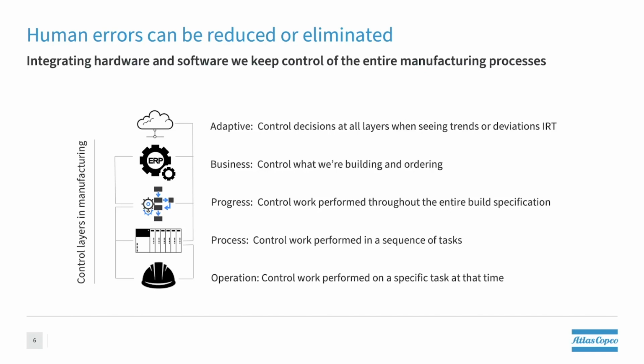I think we decided let's use humans in manufacturing, but we still need some things in place to make sure we're reducing or eliminating as many human errors as possible. We can do this by using hardware and or software specific for controlling different areas within manufacturing.